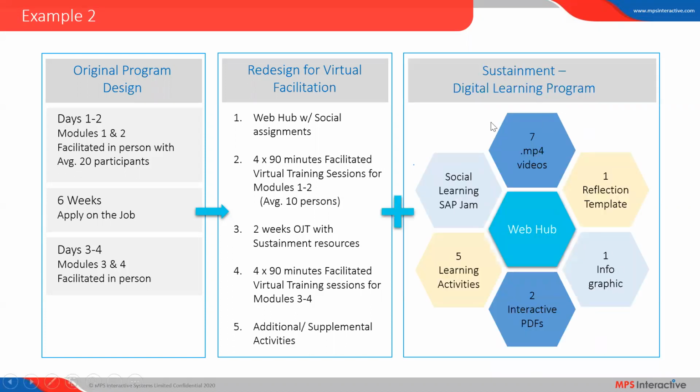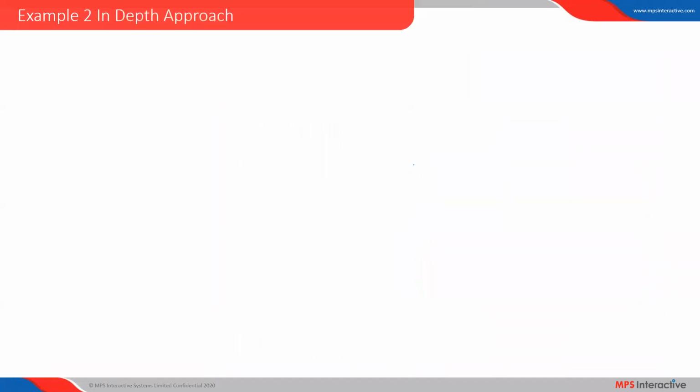But then these additional elements, sustainment, refresher components in microlearning, were also essential. So that same web hub had a combination of short videos, infographics, interactive PDFs, online learning activities, and social assignments on the platform of their choice, which was SAP Jam. So those components were used as additional components for the virtual facilitation, but also after you graduated the program, you could go back and refresh from those elements. So a really nice hybrid program there that had a virtual facilitation focus.